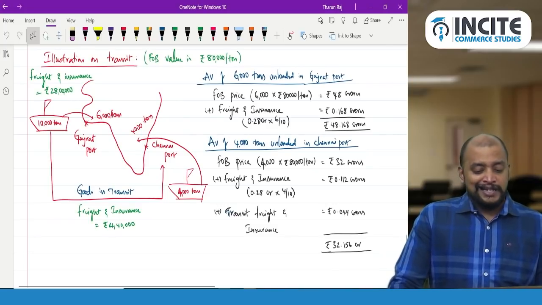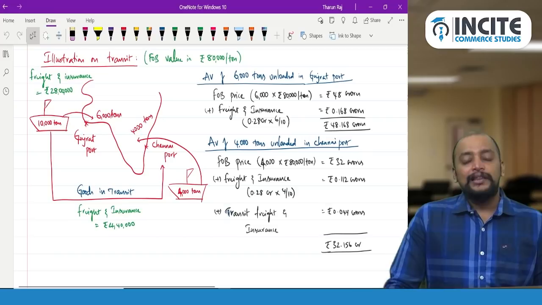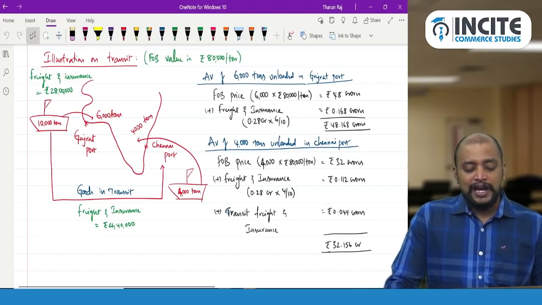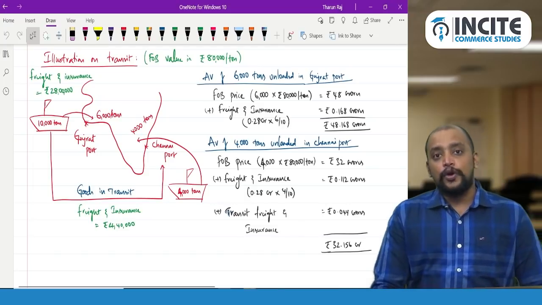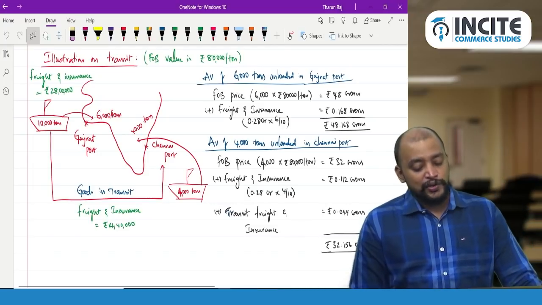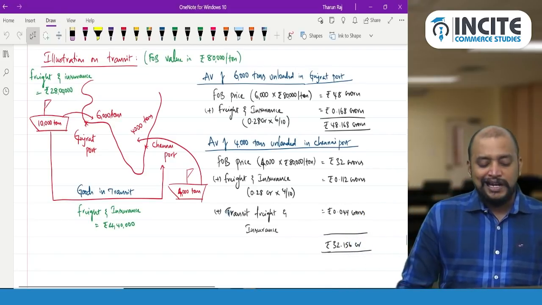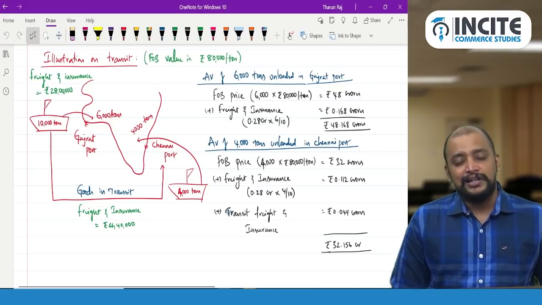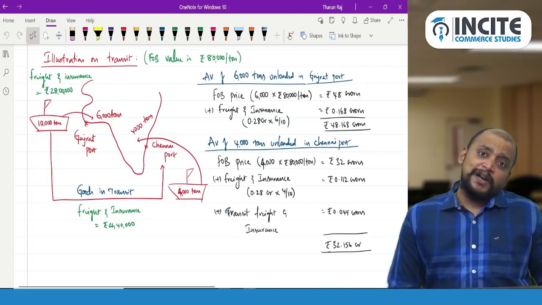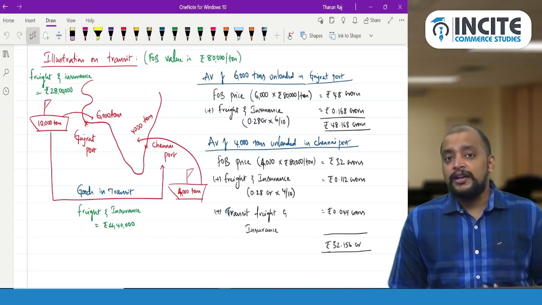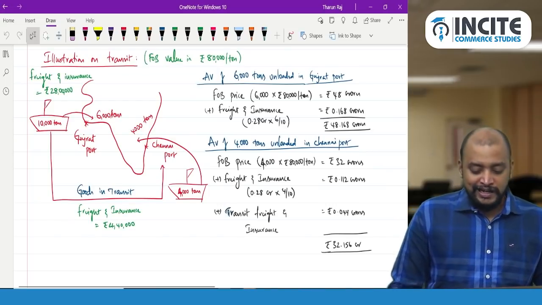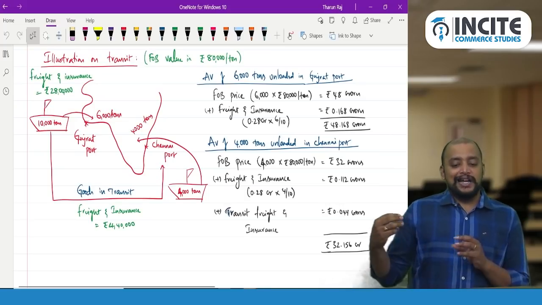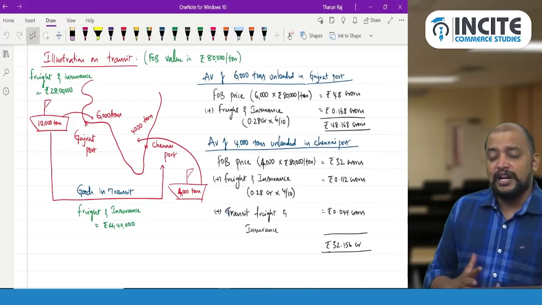Now what will be taken as the assessable value of 6,000 tons that are unloaded in the Gujarat port? We will take first 6,000 tons into 80,000 rupees per ton, that is 48 crores, plus freight and insurance. Freight and insurance will be 28 lakhs, meaning 0.28 crores, divided by 10,000 tons into 6,000 tons, that is 6 by 10. Why 6 by 10? Because freight we are apportioning for 6,000 tons. So that will be 0.168 crores. So total 48.168 crores will be taken as the value of 6,000 tons unloaded at Gujarat.